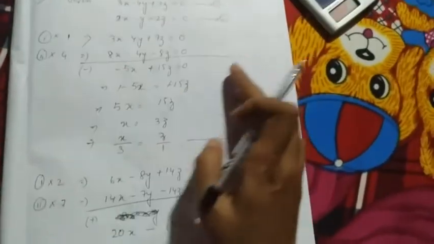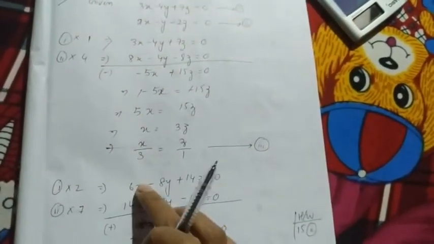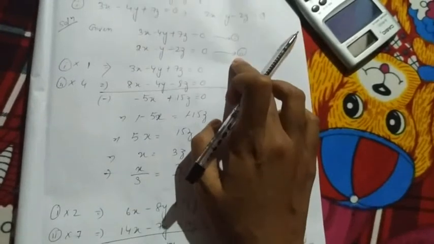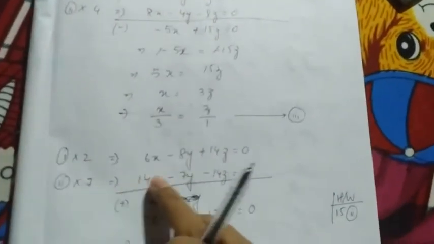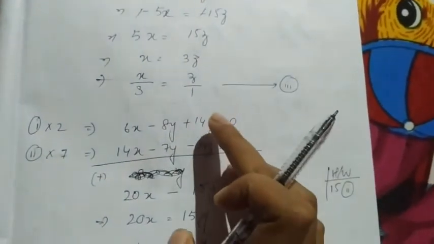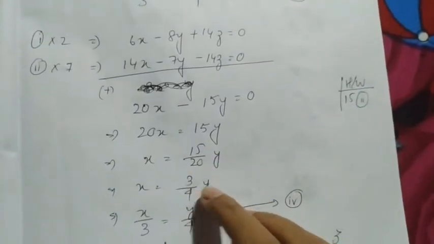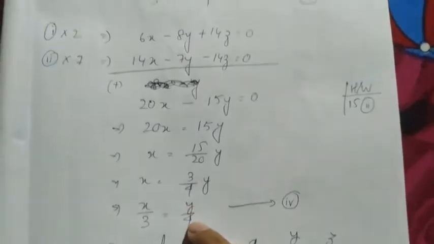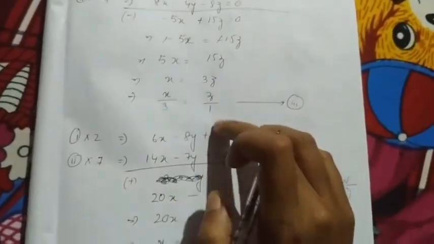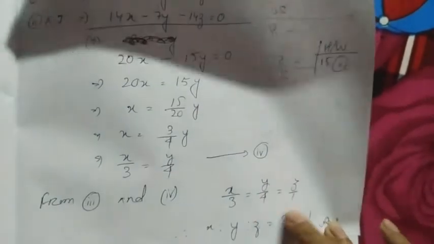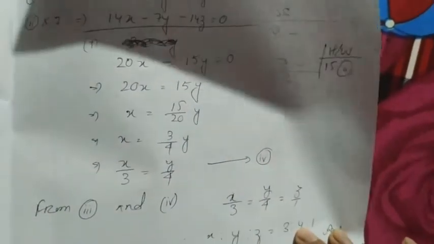Similarly, multiply equation 1 with 2, you will get this equation. Multiply equation number 2 with 7, you will get this equation. From here you will subtract, and the z term cancels. So you will get x equals 3 by 4 y. So x by 3 equals y by 4. Now here we said x by 3 equals z by 1. So I can write x by 3 equals y by 4 equals z by 1, meaning x is to y is to z equals 3 is to 4 is to 1.